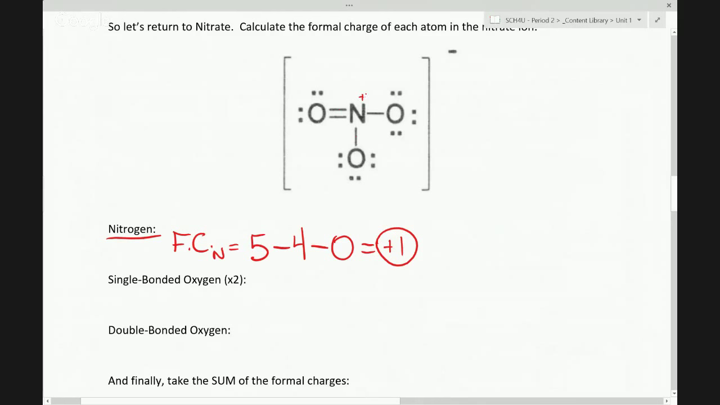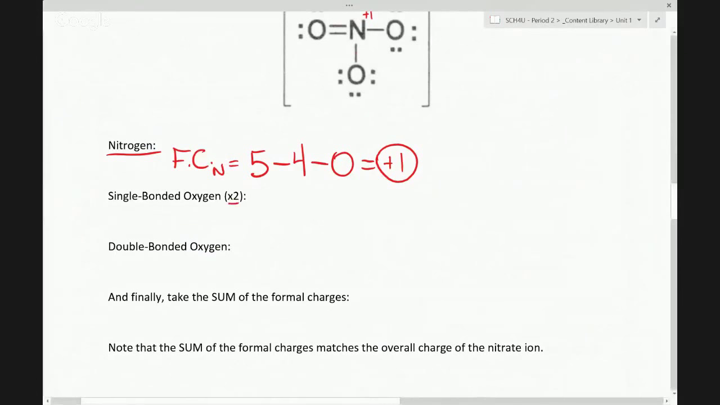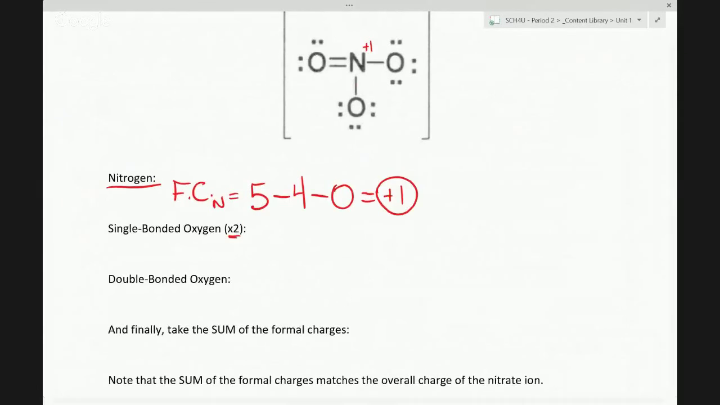We could show that right in there, just like that, we would show that it has a charge of +1. And then we could look and we could say, oh, there's 2 single bonded oxygens, and they're the same, so we can treat them as 1 in terms of doing the calculation, because they both have a single bond and 3 lone pairs. Single bond and 3 lone pairs. So since they're identical, we just calculate once.